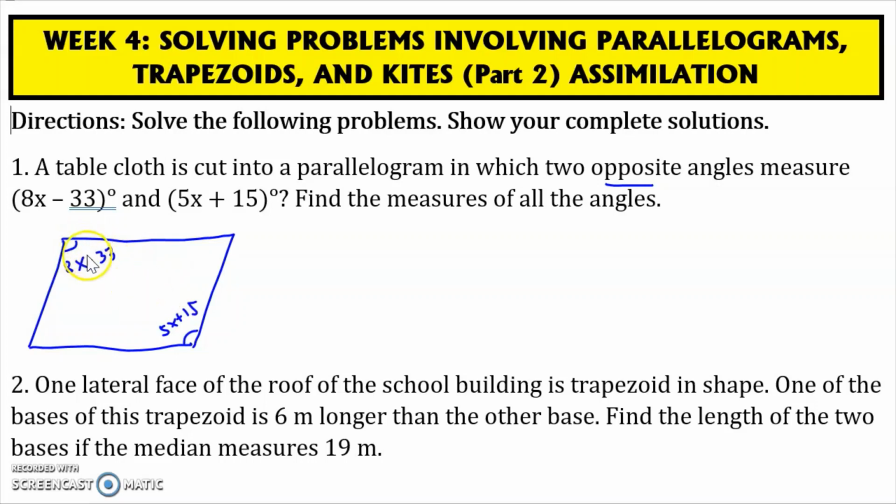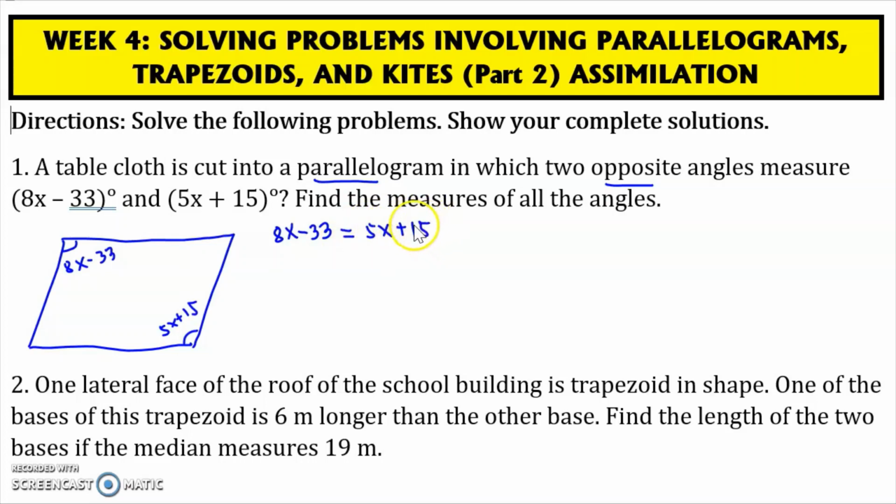And since the given is opposite angles, sa parallelogram, alam natin that one of the properties is opposite angles of a parallelogram are congruent, right? So, therefore, if they are congruent, they are equal. Doon manggagaling yung ating equation. So, our equation will be 8x minus 33 is equal to 5x plus 15.